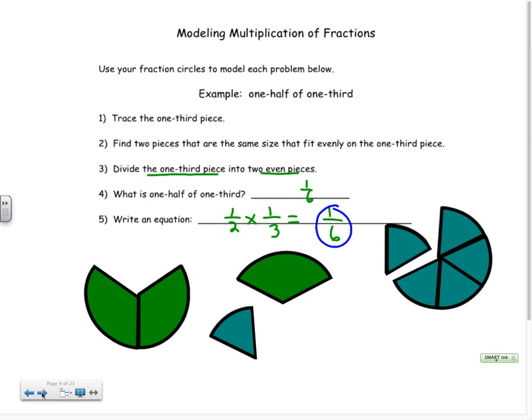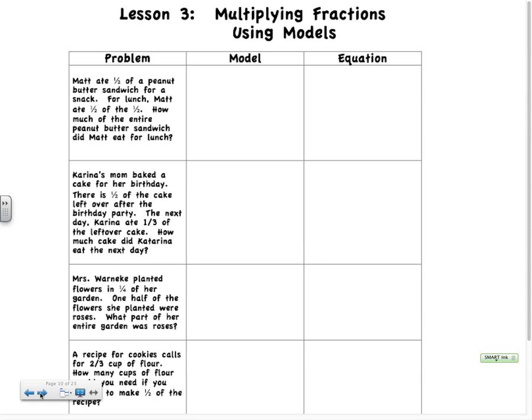Let's take a look at some word problems. The problem is Matt ate 1/2 of a peanut butter sandwich for a snack. For lunch, Matt ate half of the half. This is actually a multiplication problem, even though it seems like we're dividing. The question is, how much of the entire peanut butter sandwich did Matt eat for lunch?